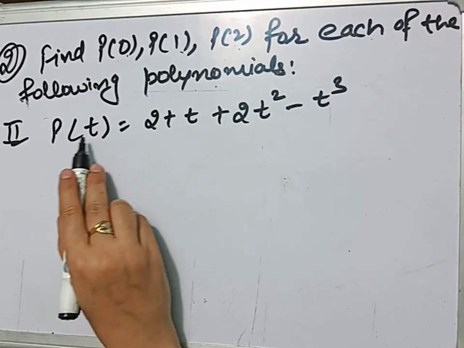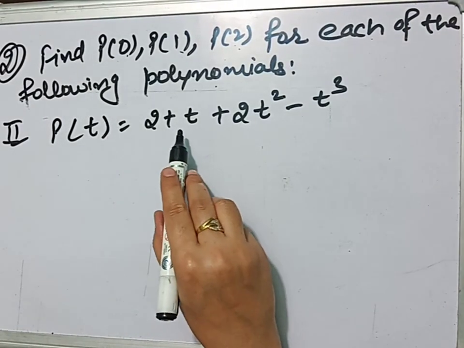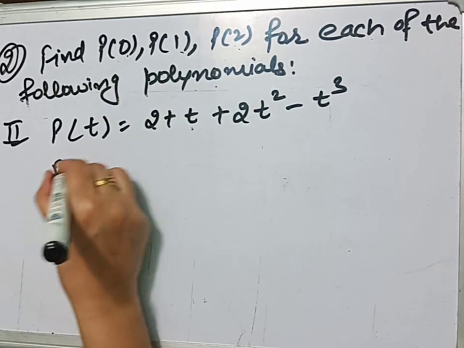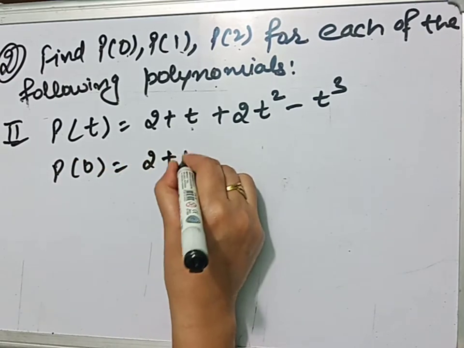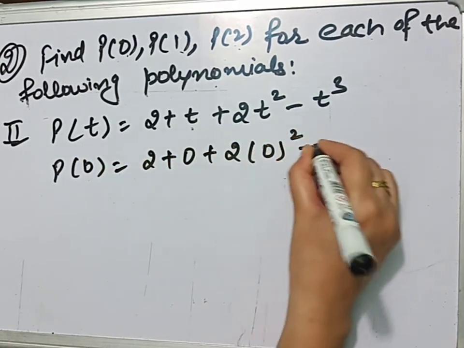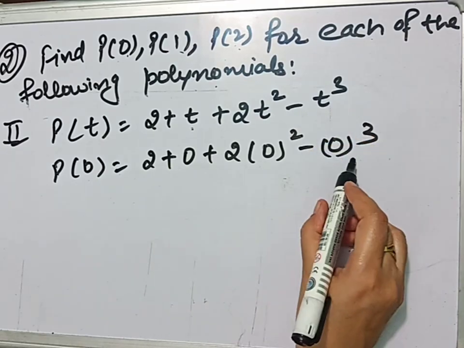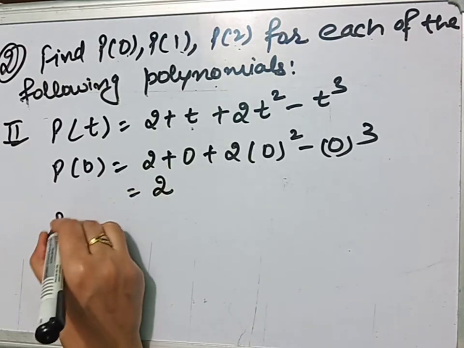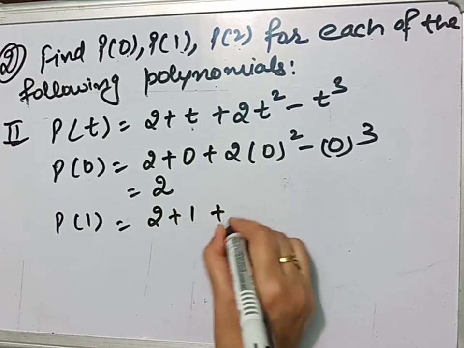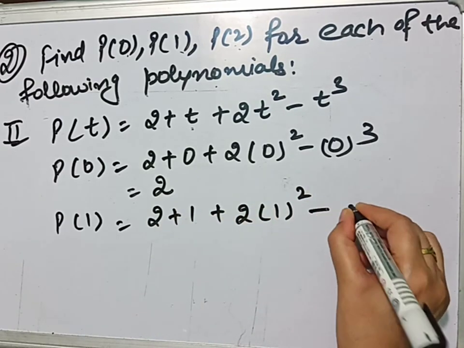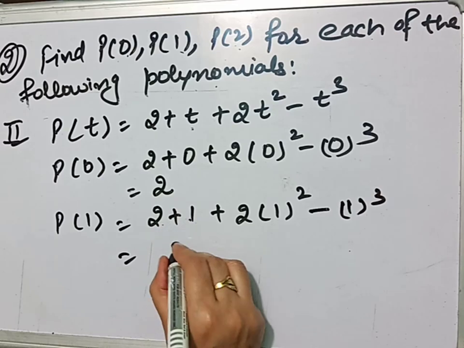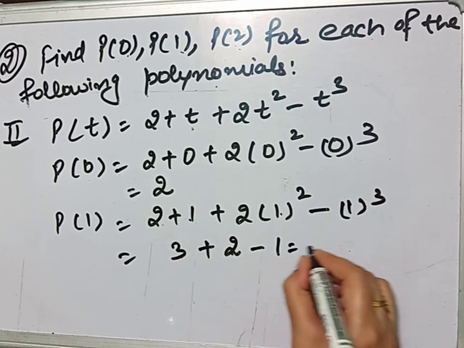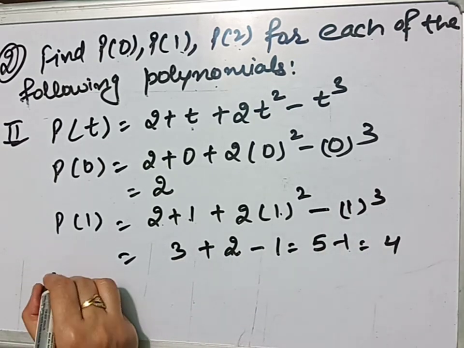Second part is p(t). Now here variable is t. So we will put the value of t 0, 1 and 2. p(0), 2 plus 0 plus 2 into 0 square minus 0 cube. These all terms will give the answer 0. So only 2 will be left. And p(1), 2 plus 1 plus 2 into 1 square minus 1 cube. 2 plus 1, 3. 1 square 1, 1 into 2, 2 minus 1. 3 plus 2, 5 minus 1 is equal to 4.